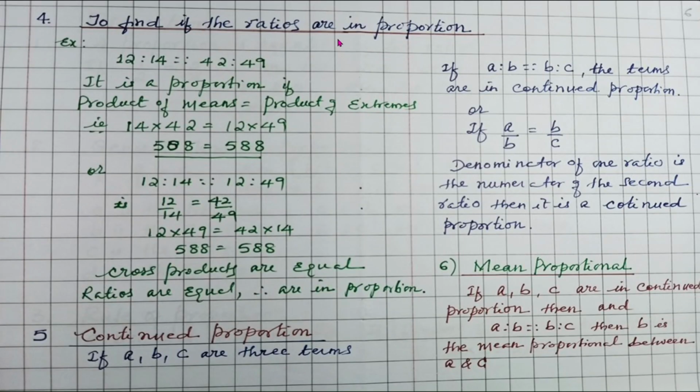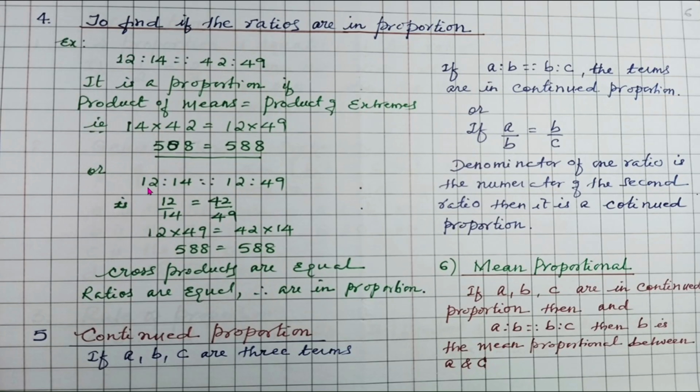To find if the ratios are in proportion, if you want to check whether 12:14 is to 42:49 are in proportion, then the method is very, very simple. Now multiply the means here, 14 into 42, and multiply the extremes, 12 into 49. If they are equal, that is, the product of the means is equal to the product of the extremes, that is 588 is equal to 588, and therefore this is in proportion. So the terms 12, 14, 42, 49 are in proportion. Remember that. That is one method.